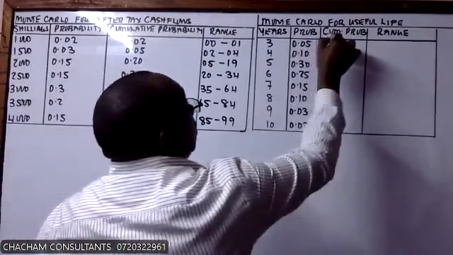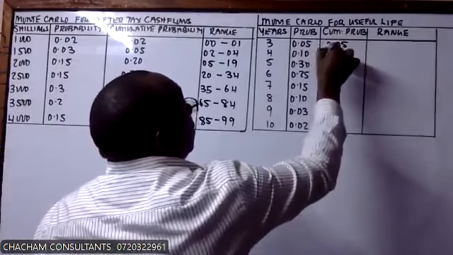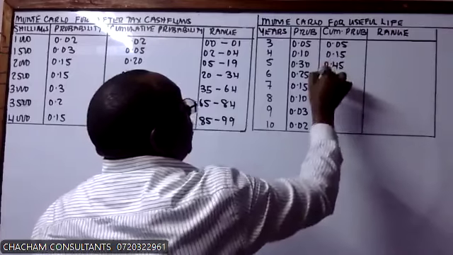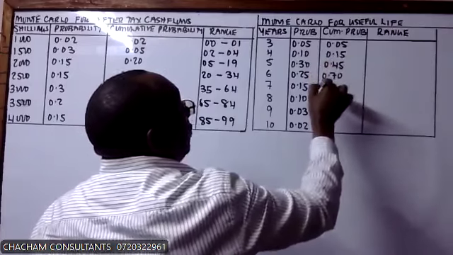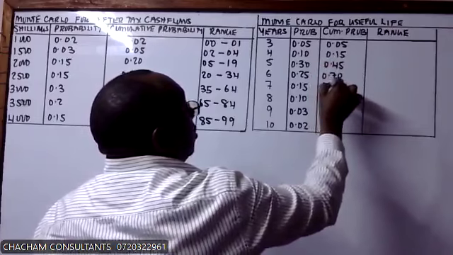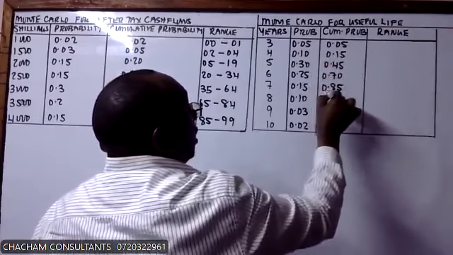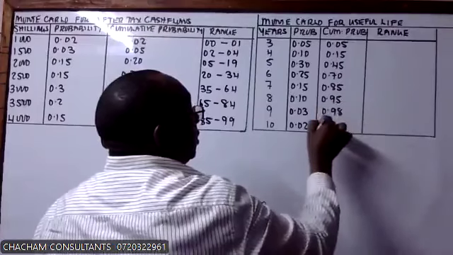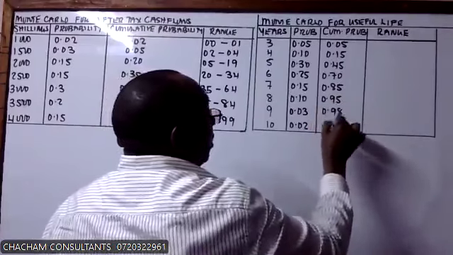Cumulative, this is 0.05, 0.15, 0.45, 0.70, 0.85, 0.95, 0.98, and 1.